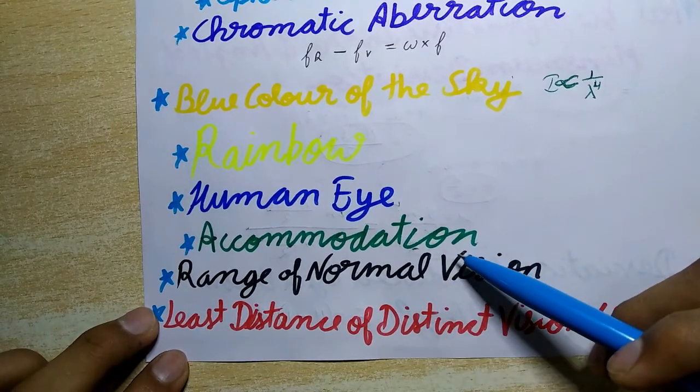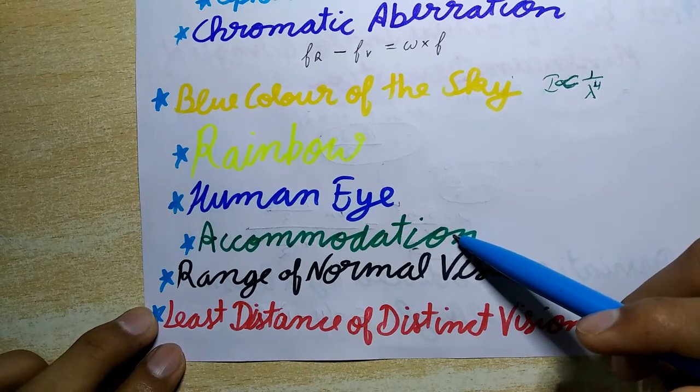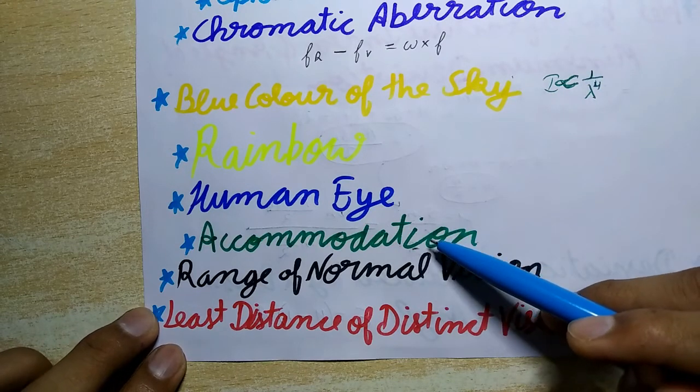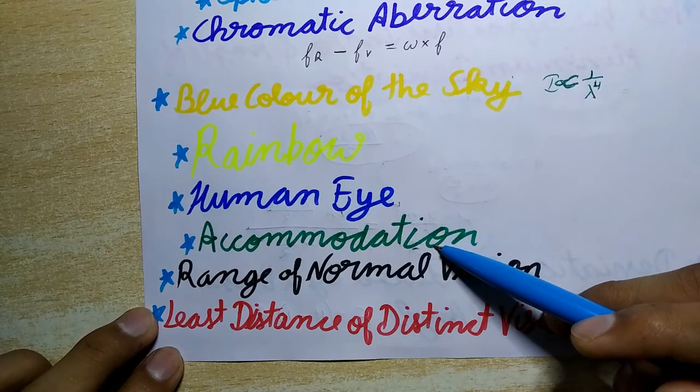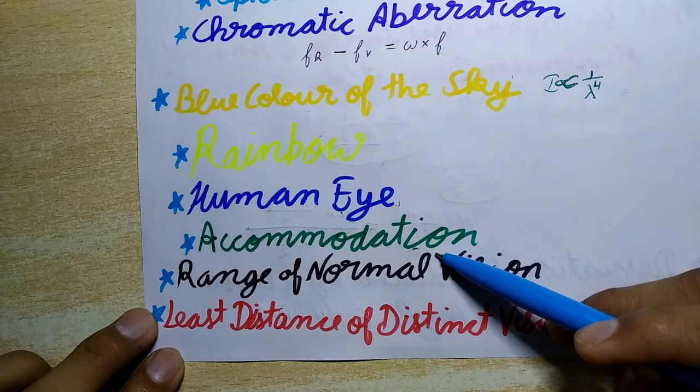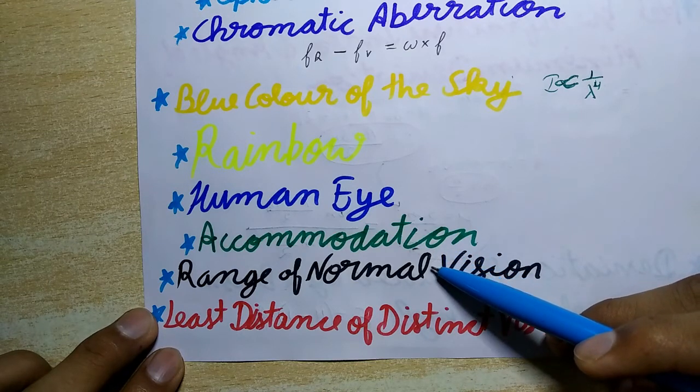Now accommodation. I explained this also in that video. It is the ability of the eye lens due to which it can change its focal length so that images of objects at various distances can be formed on the same retina.